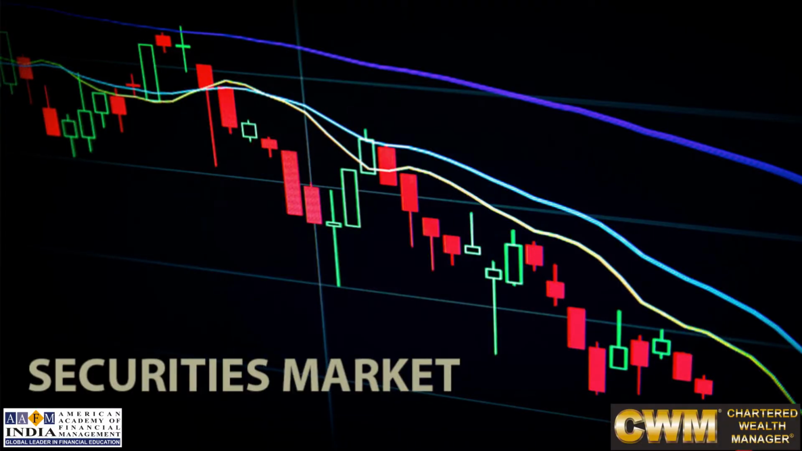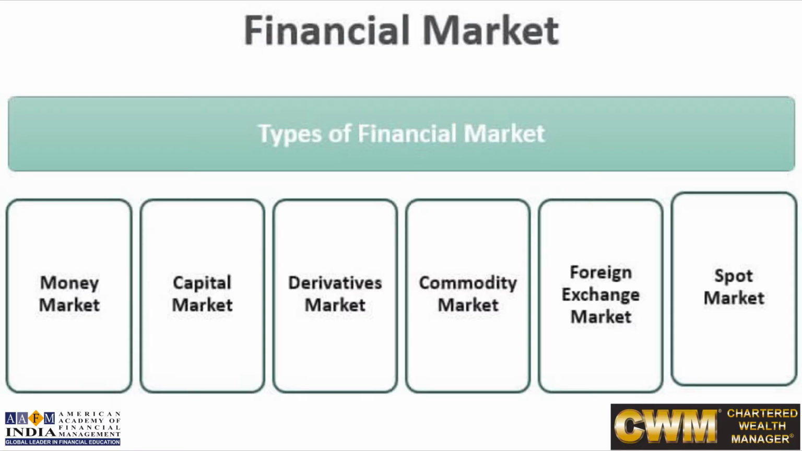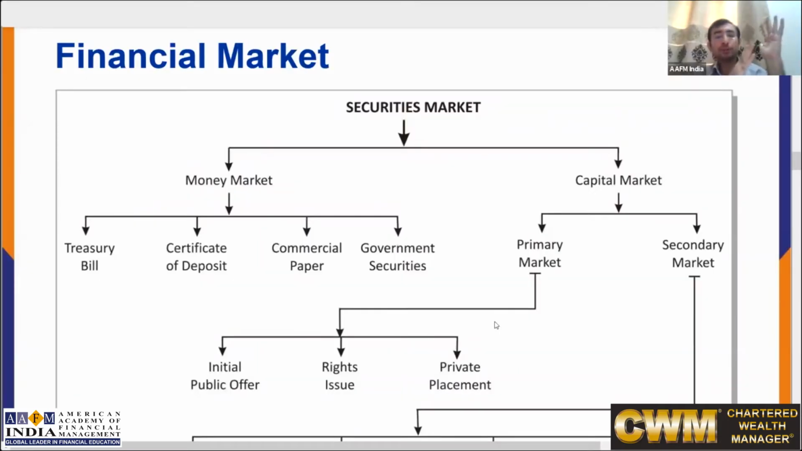Security markets are divided in two parts. One is called the money market, the other is called the capital market. I'm sure that what we are discussing now, most of you are quite aware of if you're already in the banking or wealth management industry, but you can just take it as a refresher. So you have the money market, you have the capital market.